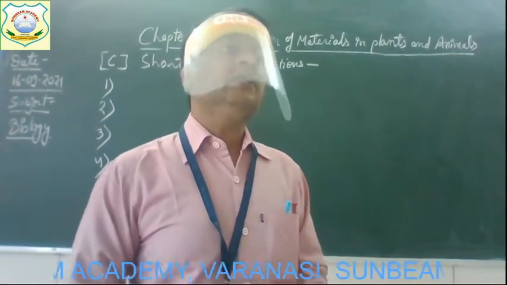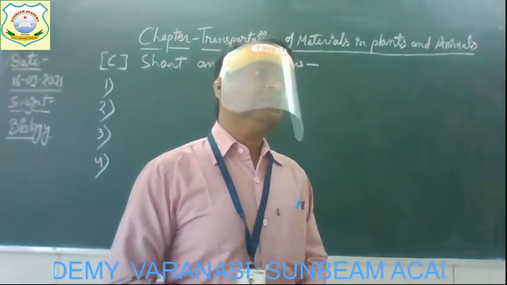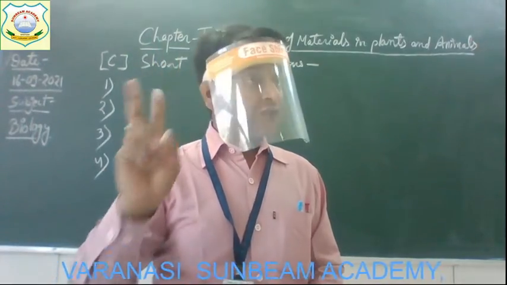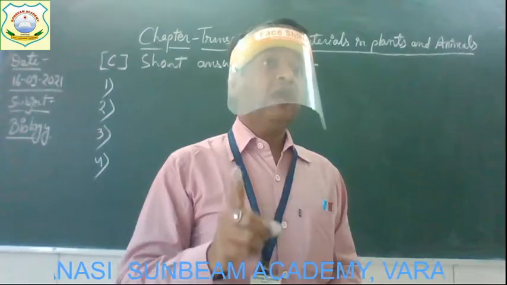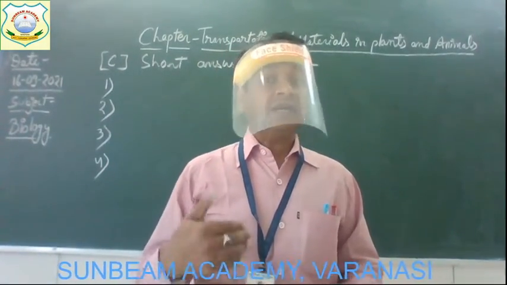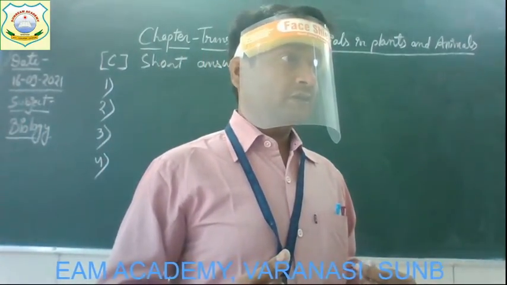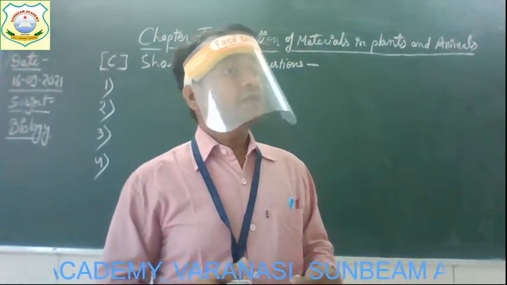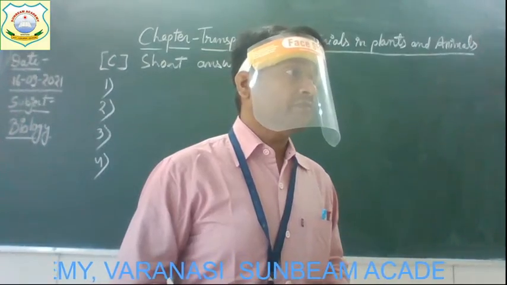Now, the next question, number 4: name the system responsible for transportation of materials in humans, and which organs constitute this system. Children, two parts are here in the question. In the first part, you have to write down the name of the system which is responsible for transportation of material in humans, in our body. So what is the name of this system? Yes, the name of the system is circulatory system.